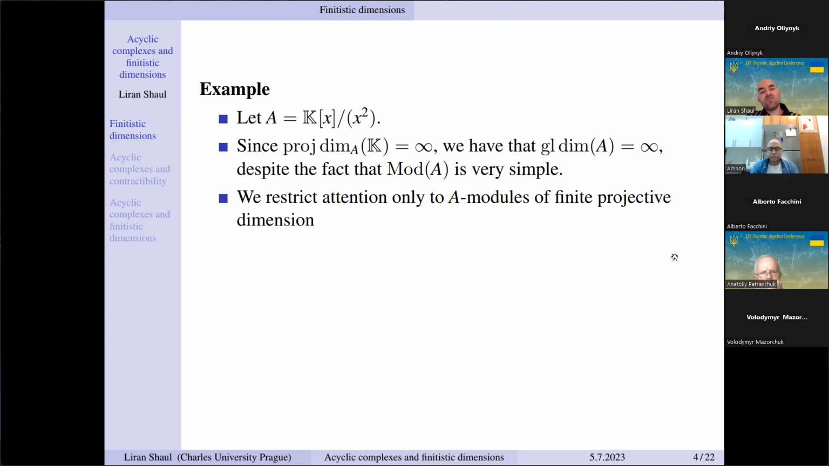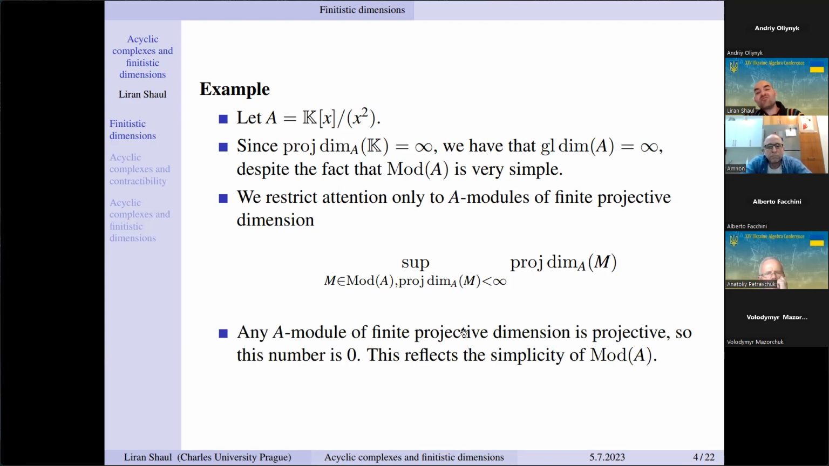But if I only look at modules of finite projective dimension, things become much easier. If I take the supremum of projective dimension among modules which I already know have finite projective dimension, well, as I said, in this case the category of modules over this ring is so simple that any module of finite projective dimension is actually projective. So while the global dimension is infinite, this alternative global dimension, if you wish, is actually zero. So in this simple case, this measurement reflects better how simple this ring is.